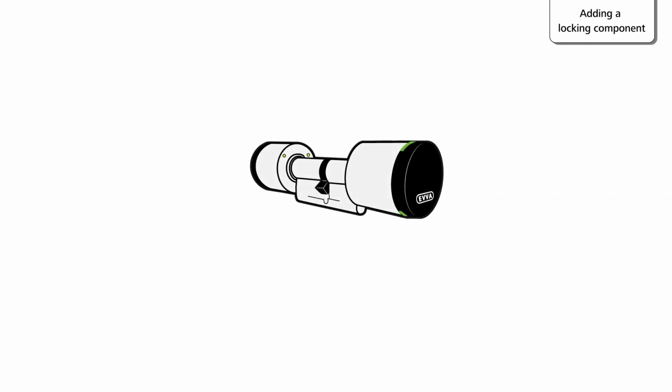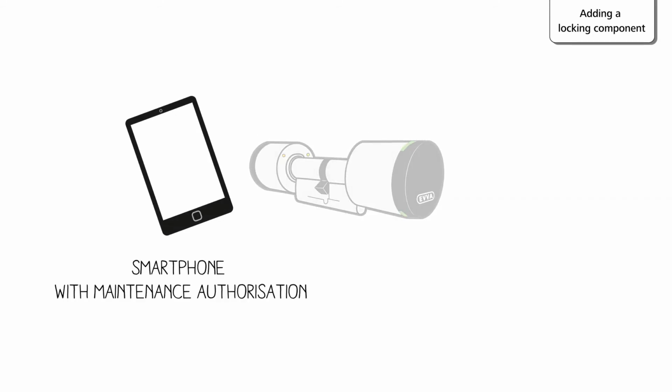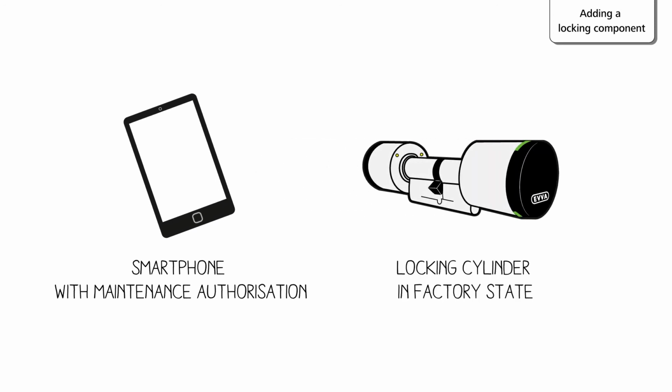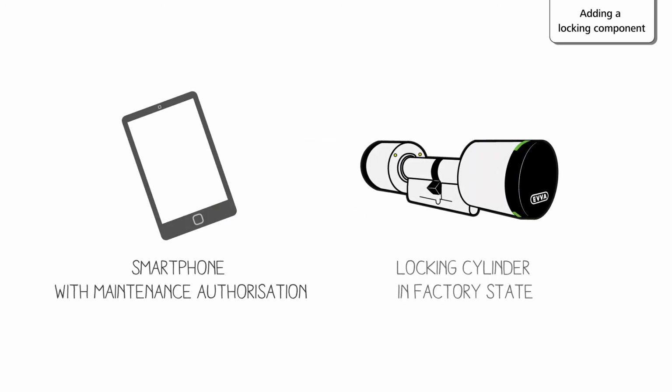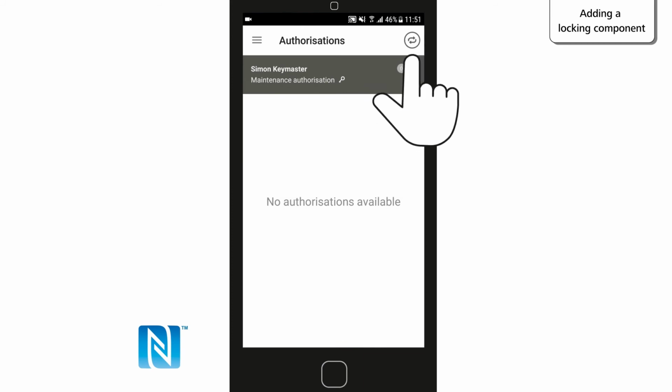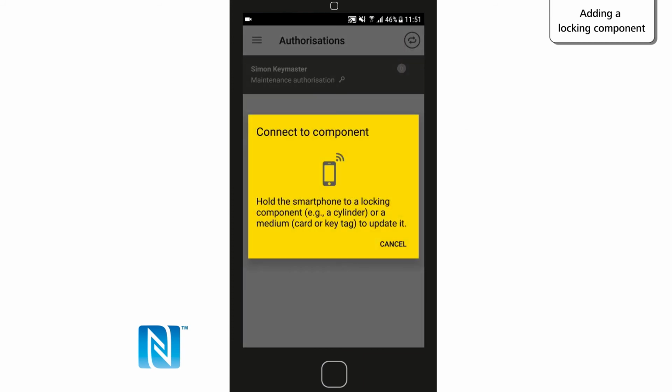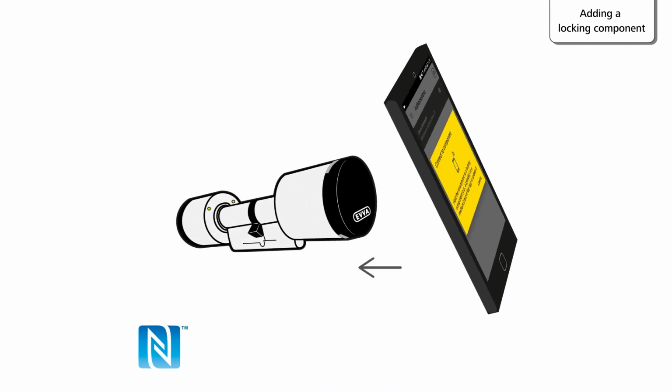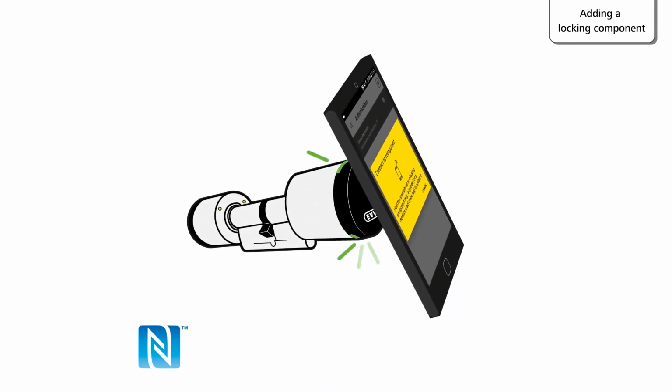We will now add a locking component to your system. For this purpose, you require the smartphone in maintenance mode and a locking component in factory state. Select Connect to Component in the top right of the AirKey app to establish an NFC connection. Hold the smartphone to the locking component, which will indicate the completed communication process by flashing and beeping.